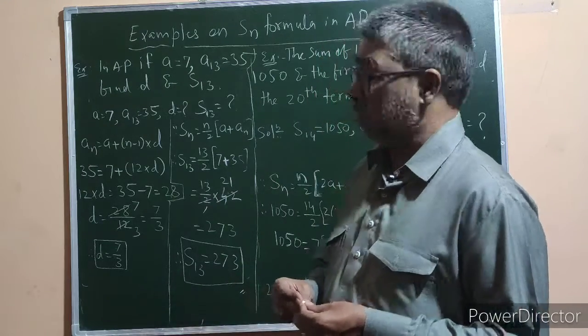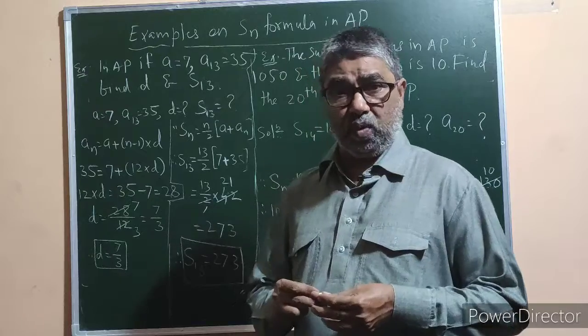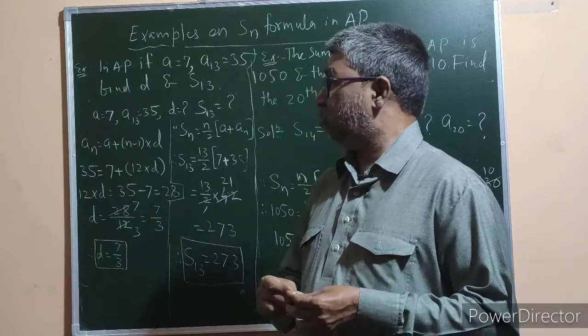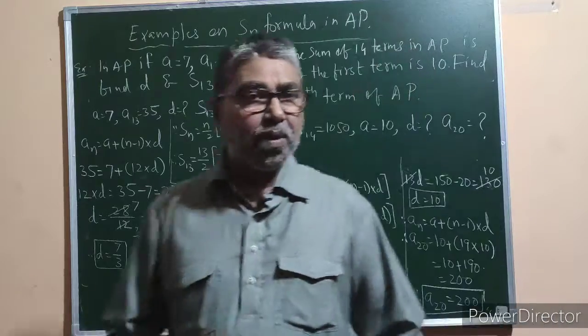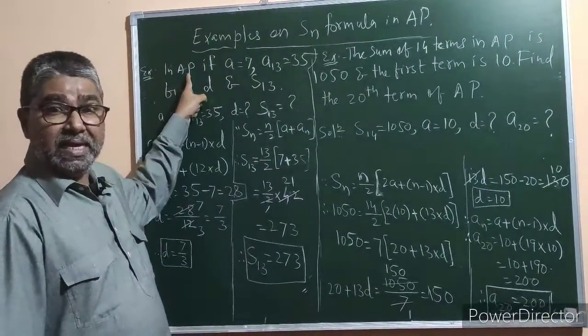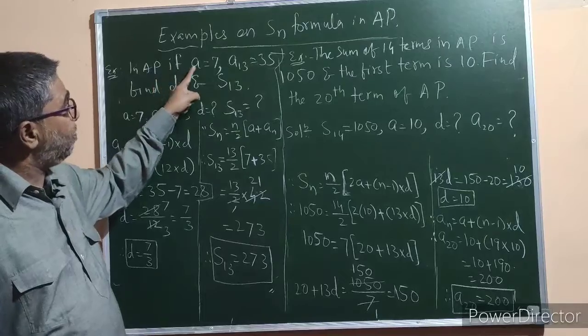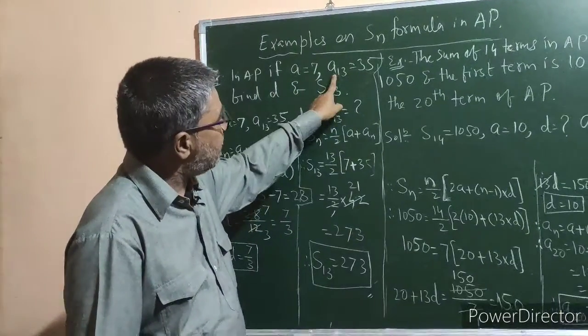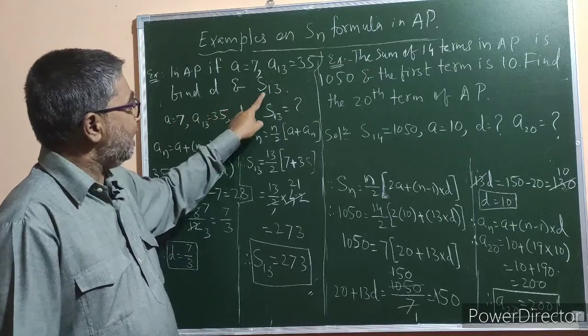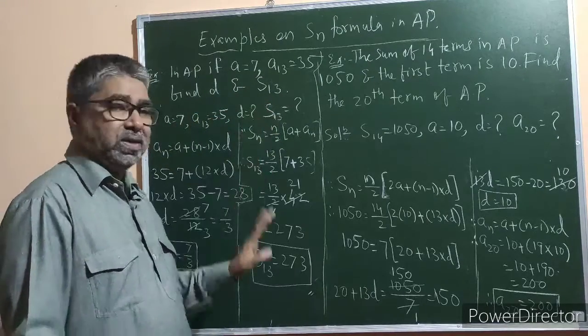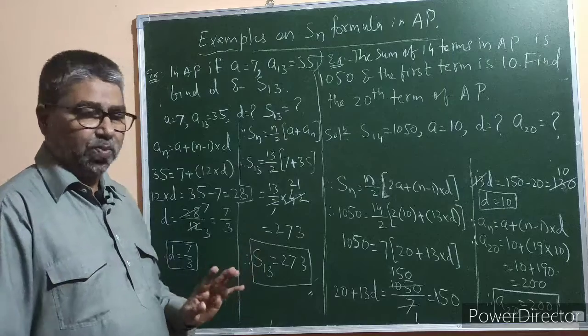We are solving examples on the Sn formula in arithmetic progression. So let us solve two more examples in this video. The first example is: in an AP, if a is equal to 7 and a13 is equal to 35, find d and S13. I have solved this example here and I will explain.